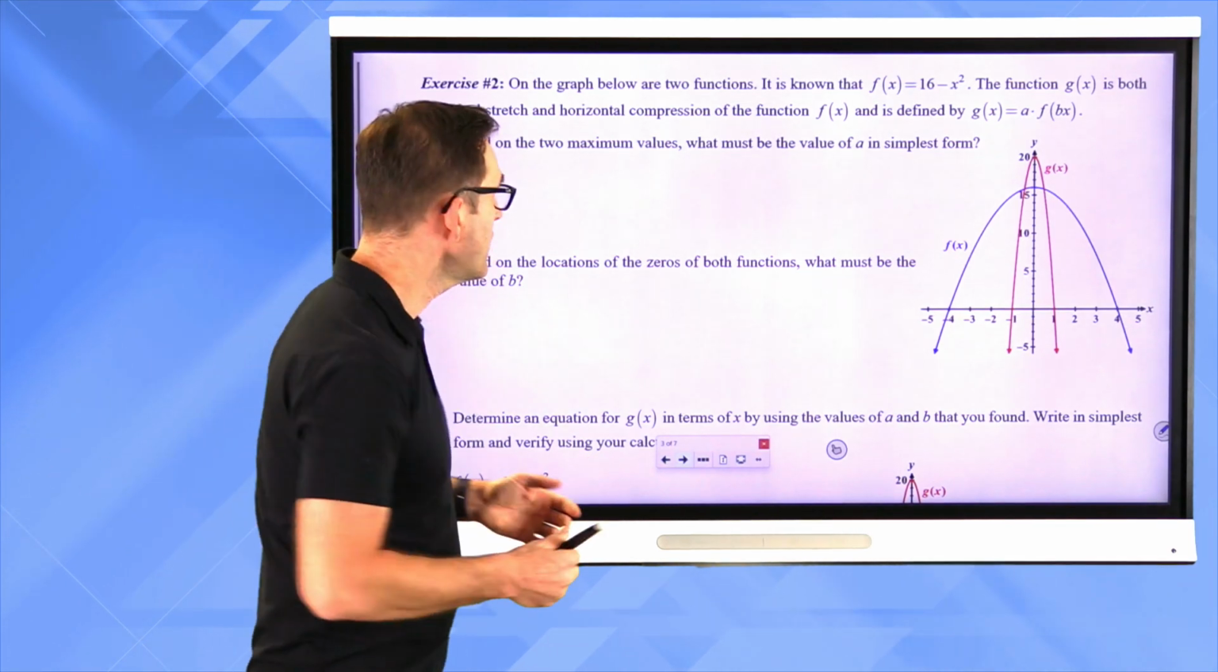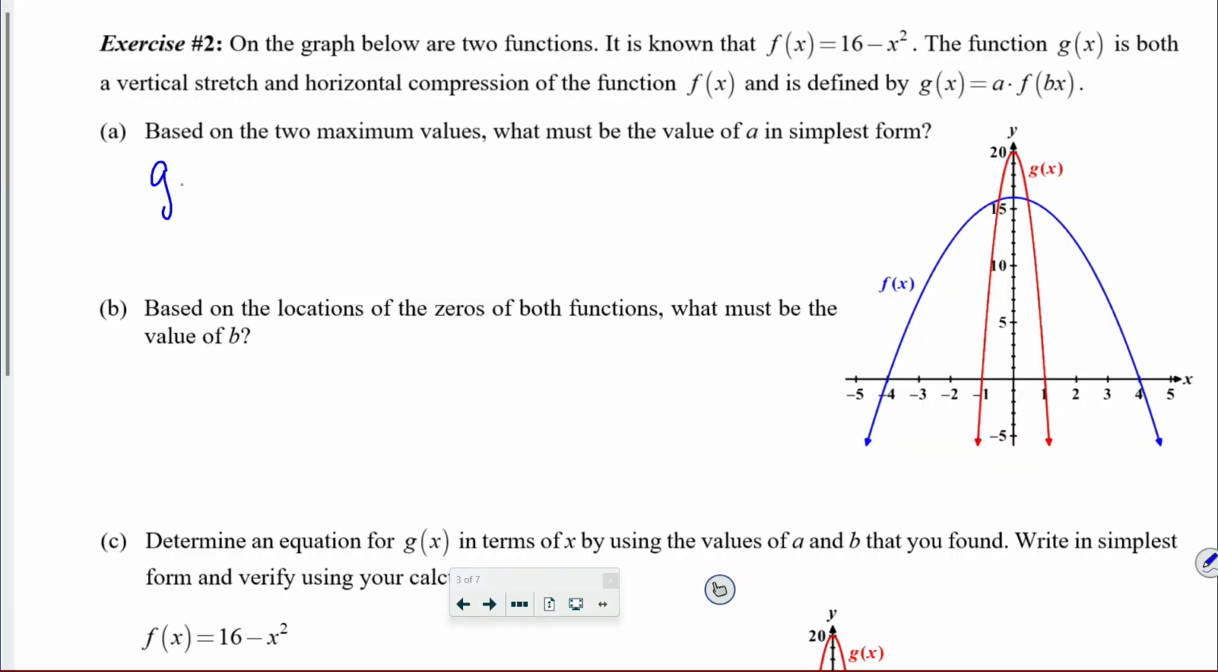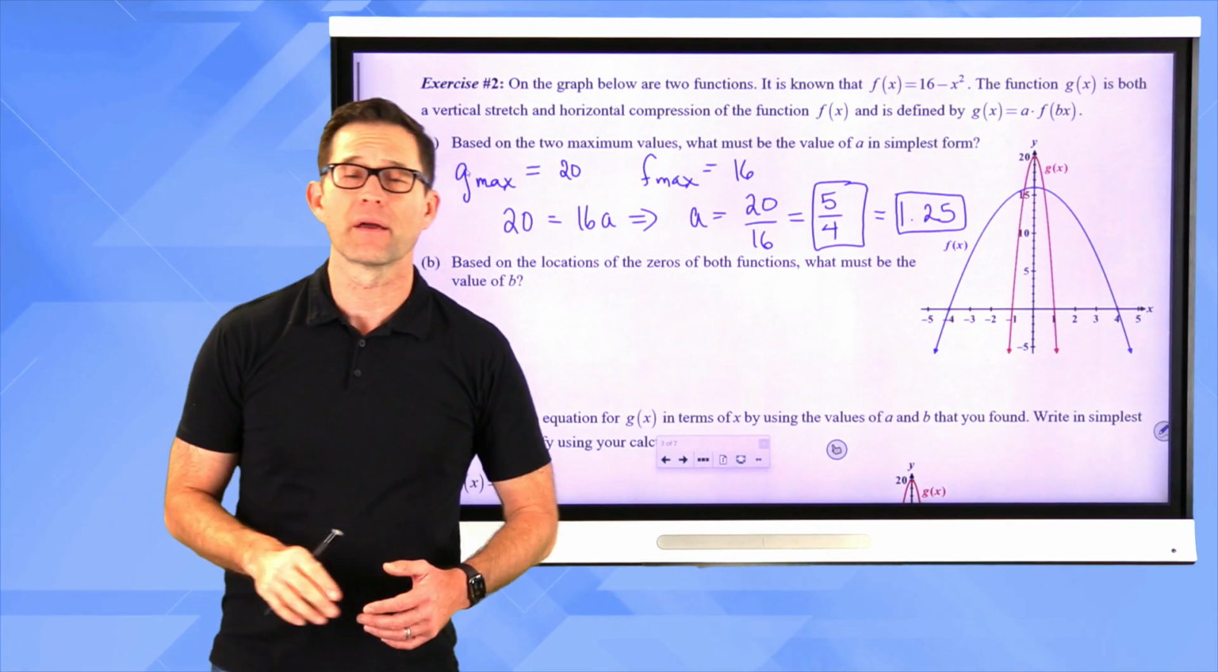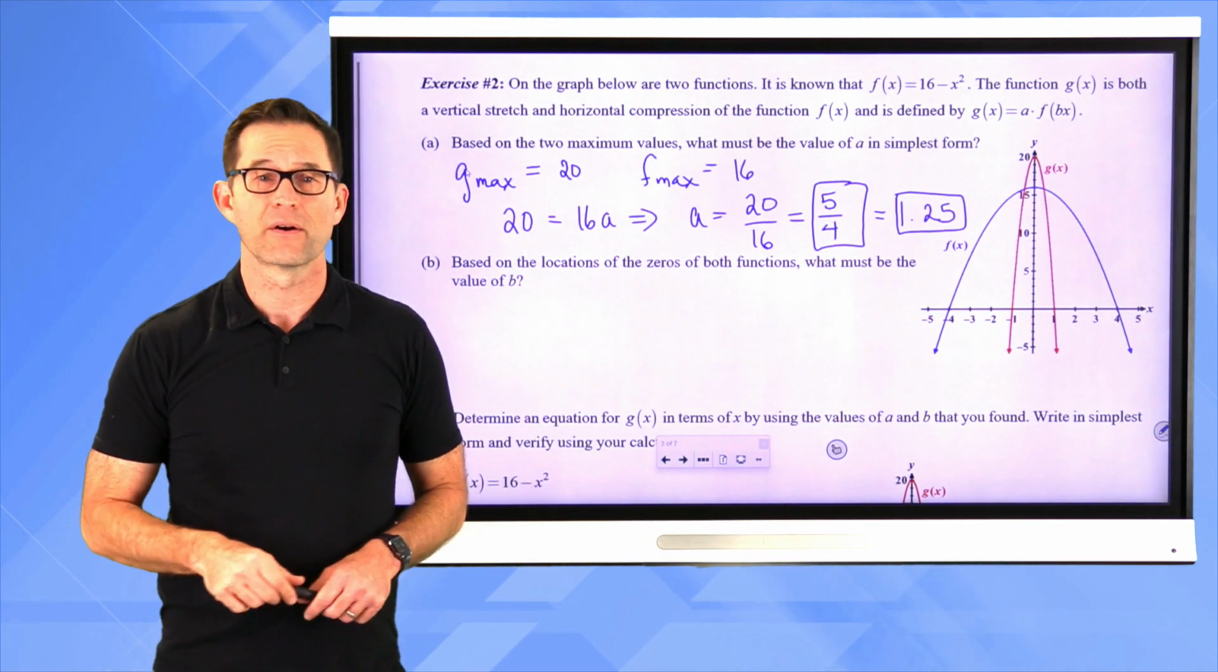All right, well, what I definitely know is I know that g maximum is 20 and f maximum is equal to 16. I can now basically say, well, then that means that 20 is equal to 16 times a, and a is equal to 20 divided by 16. I could reduce both of those by a factor of 4, and I'll get a is equal to 5/4. If you really like it better as a decimal, you could also say that a was equal to 1.25. Either one is fine, depending on whether you like fractions better or decimals better. Letter B.